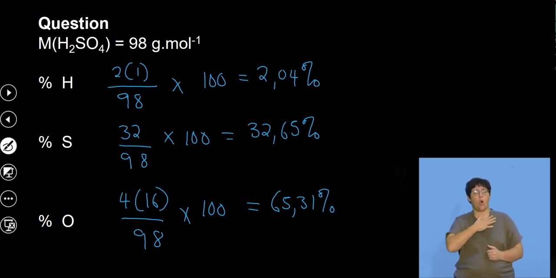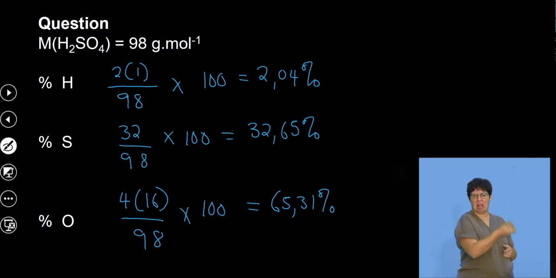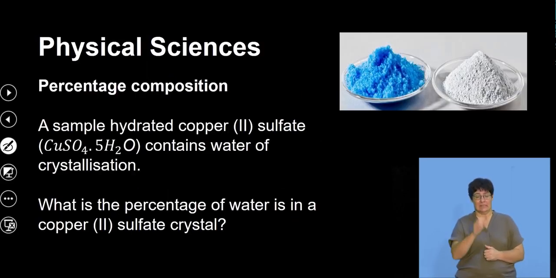You can immediately tell that in that 98 grams per mole, a greater proportion is oxygen. You can even tell from the formula, there are 4 atoms of oxygen, the ratio is 2:1:4. So the greater percentage of this substance is made up of oxygen, some sulfur, and very little hydrogen, because based on its mass, hydrogen is a much lighter atom than sulfur and oxygen. So that's our percentage composition.